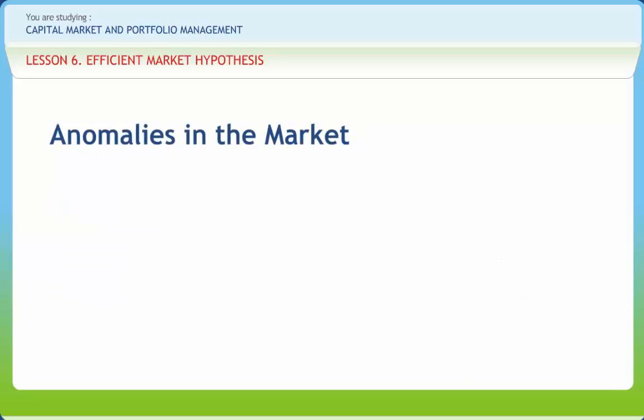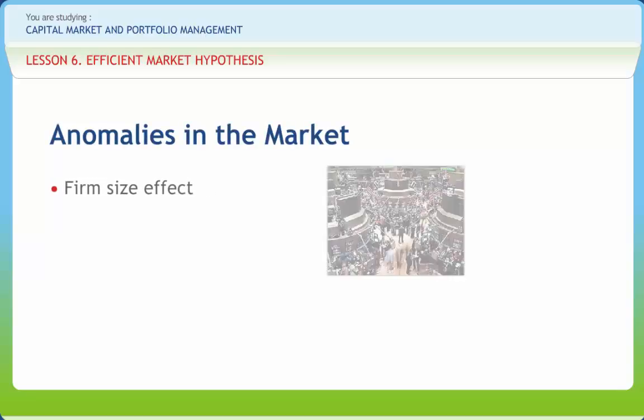The anomalies in the market are: first, the firm size effect. Beginning in the early 1980s, a number of studies found that the stocks of small firms typically outperformed, on a risk-adjusted basis, the stocks of large firms. This is even true among the large capitalization stocks within the S&P 500. The smaller, but still large, stocks tend to outperform the really large ones.